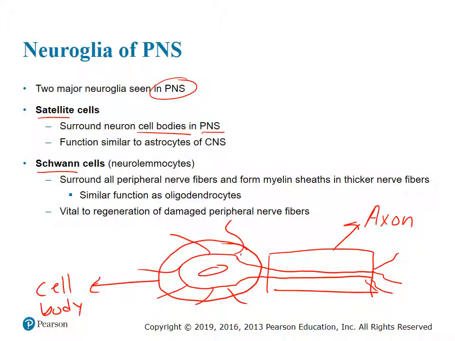Okay, Schwann cells behave almost exactly like astrocytes in the CNS. That's their complementary cell. They are not astrocytes. The satellite cells function almost exactly like astrocytes, except they're in the PNS, not in the CNS. And the Schwann cells act like oligodendrocytes as far as their function. Even though they're not oligodendrocytes, in the PNS we call them Schwann cells.